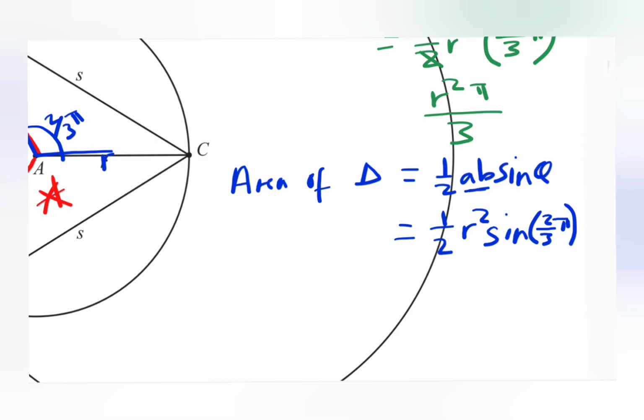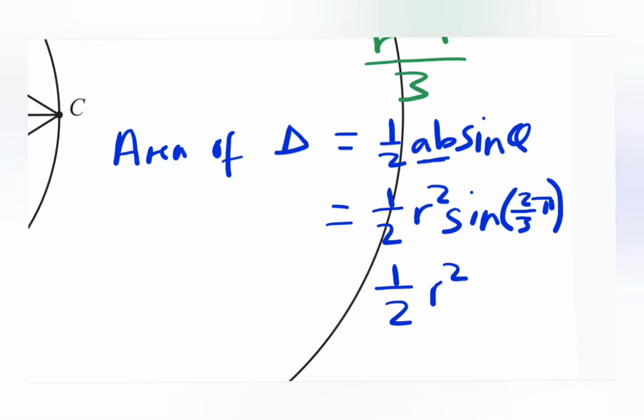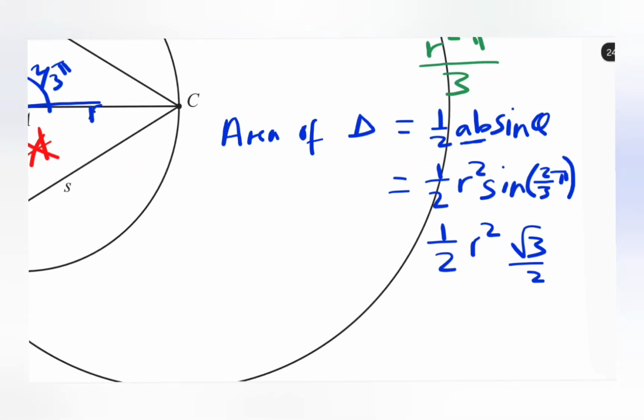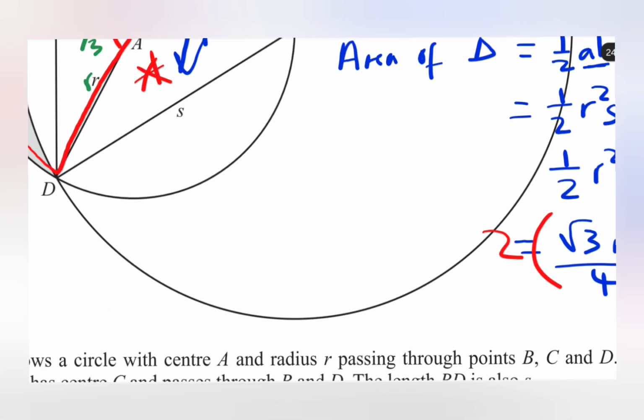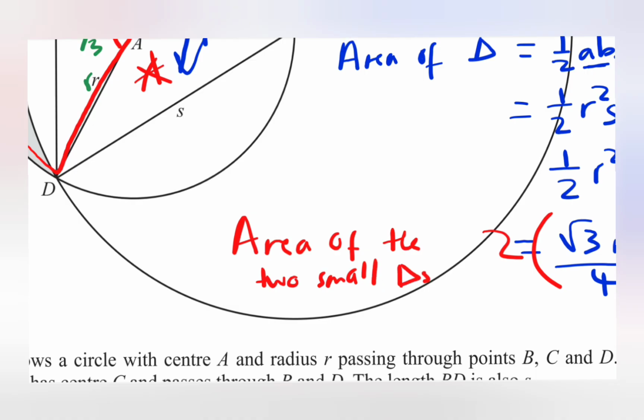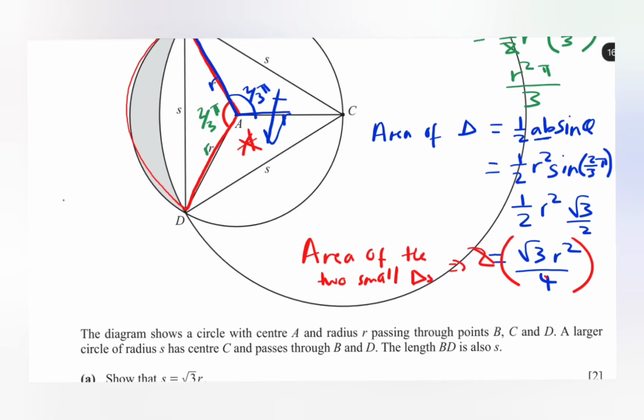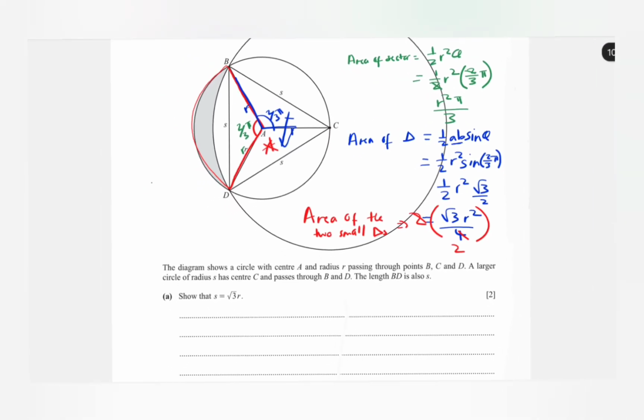I'm getting root 3 over 2. So this is half r squared root 3 over 2. That gives me root 3 r squared over 4. And to get the area of these two triangles, I'm just going to multiply that by 2. So you need to be writing the narrations down. The area of the two small triangles is now equal to root 3 r squared over 2.